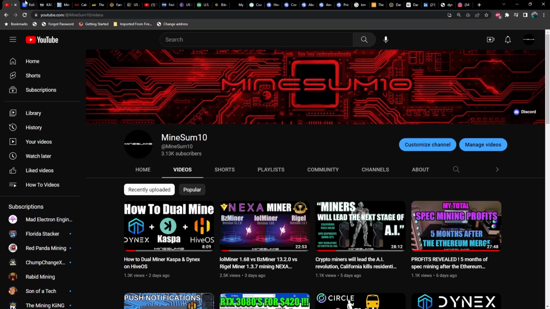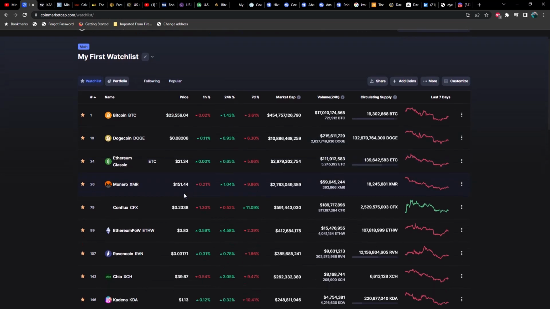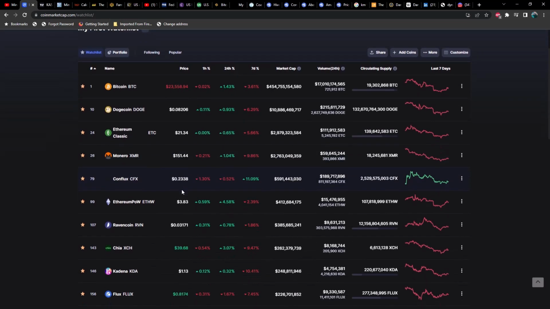Let's go ahead and jump into prices on some of the GPU mineable coins right now. The time of recording is 10:07 p.m. on February 26, 2023. Bitcoin is coming in at 23,558. Dogecoin is 8.2 cents. Ethereum Classic at $21.34. Monero at $151. Conflux is starting to pull back a little bit, currently sitting at 23 cents. ETH POW at $3.84 is up almost 5% for the last 24 hours. Ravencoin sitting just over 3 cents.